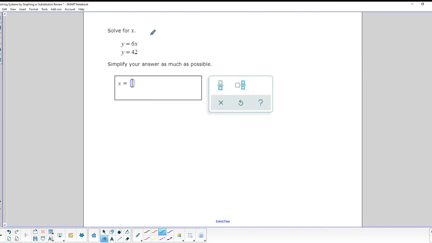It looks like this. Okay, so we've got y equals 6x and y equals 42. So for the first y, we're going to plug in the number 42, and we'll have 42 equals 6x. And we'll divide both sides by 6. 42 divided by 6 is 7, and that equals x. So we'll come down here and type in the number 7.